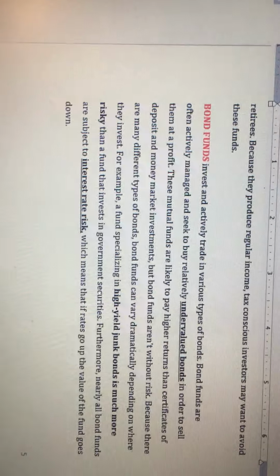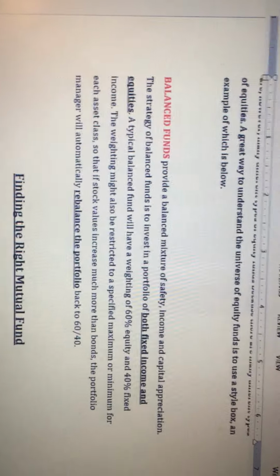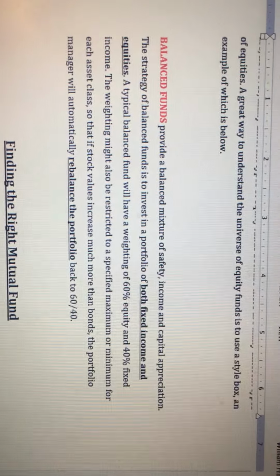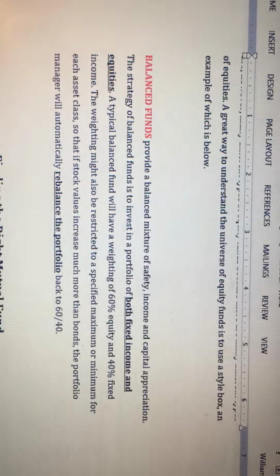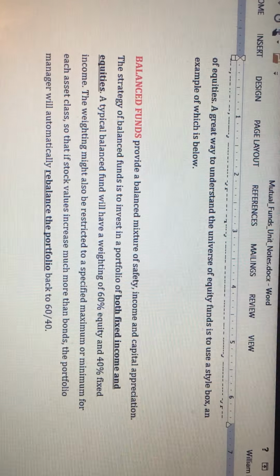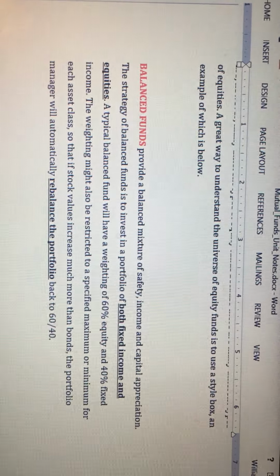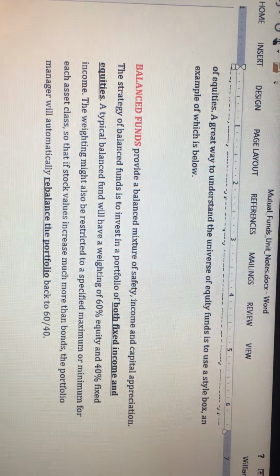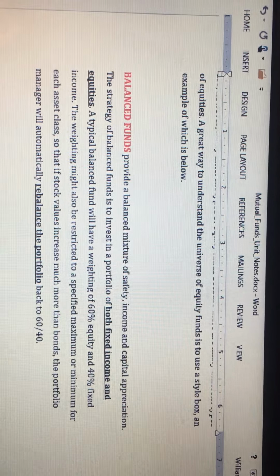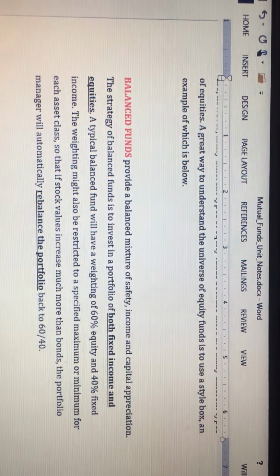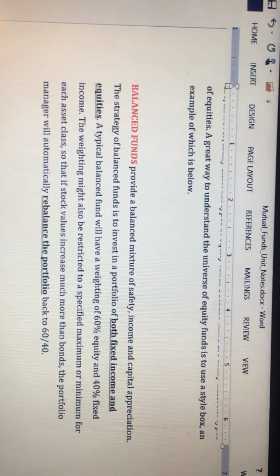Bond funds invest in just bonds. Equity funds invest in just stocks. Balanced funds, I have a few investments in balanced funds, which invest in both stocks and bonds in the same fund. So when you buy shares of this fund, you're not only getting ownership in stock, but you're also getting some ownership in company and government bonds. All right.